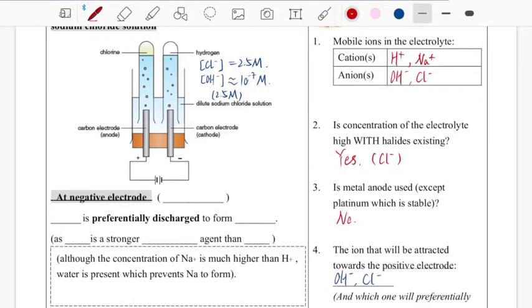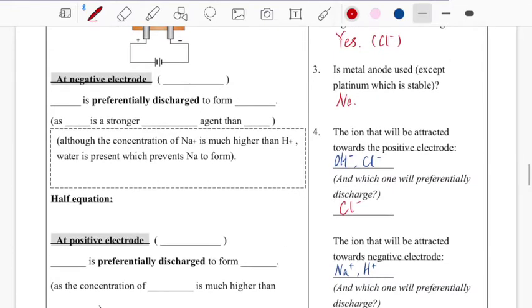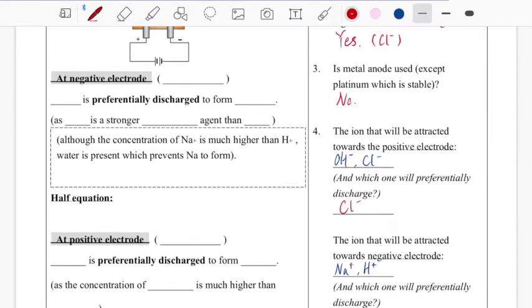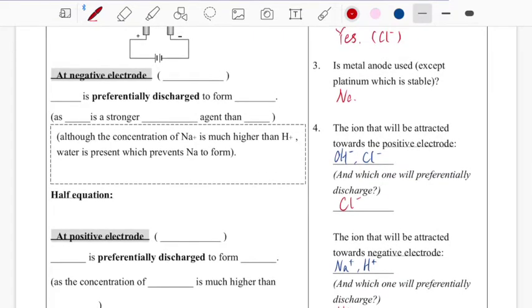So now, using all the information we get here, let's fill in the left-hand side part. Let's go for the easy one, the negative electrode. At the negative electrode, we say hydrogen ion is preferentially discharged to form hydrogen gas, as hydrogen ion is a stronger oxidizing agent than sodium ion.